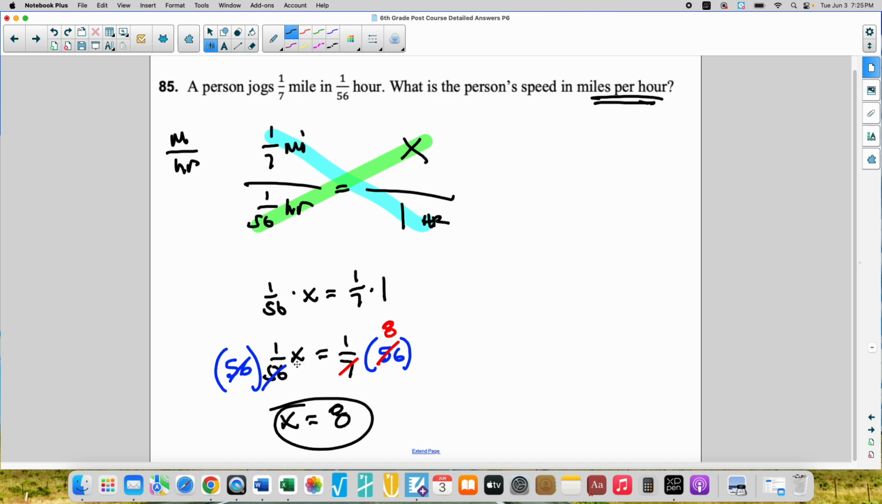Okay, that's not the answer, because x is definitely 8, but that's my miles. So 8 miles per hour would be the speed that that person is traveling. If they, or excuse me, jogging, if they travel 1/7 of a mile in 1/56 of an hour, they would be traveling at 8 miles per hour. Pretty fast jogging.